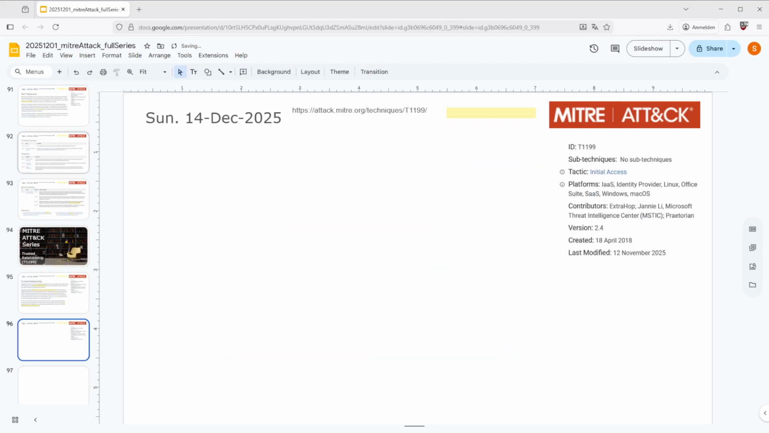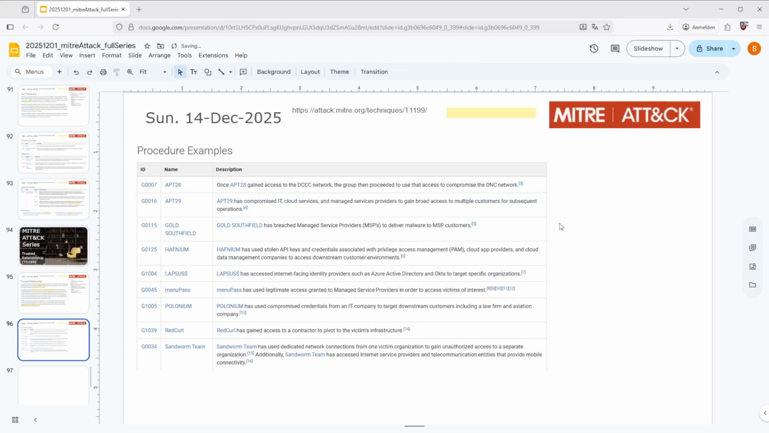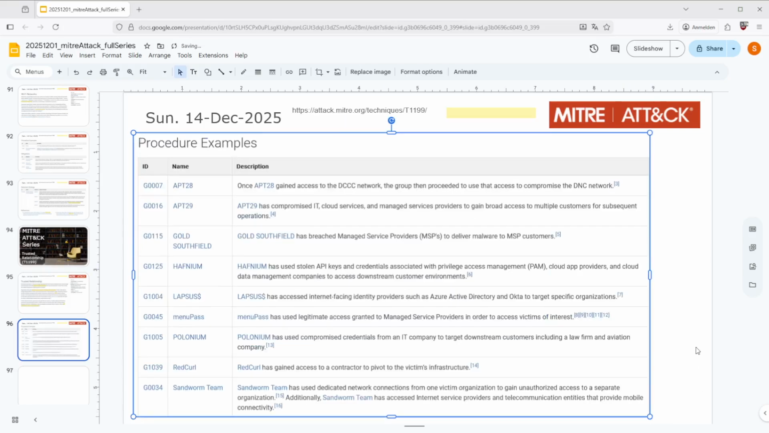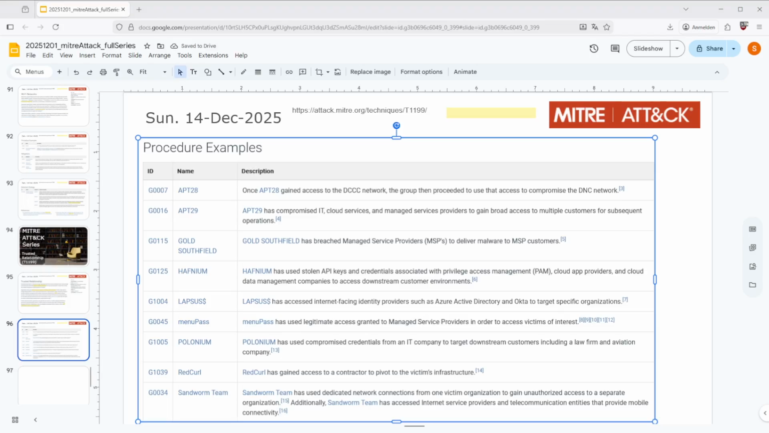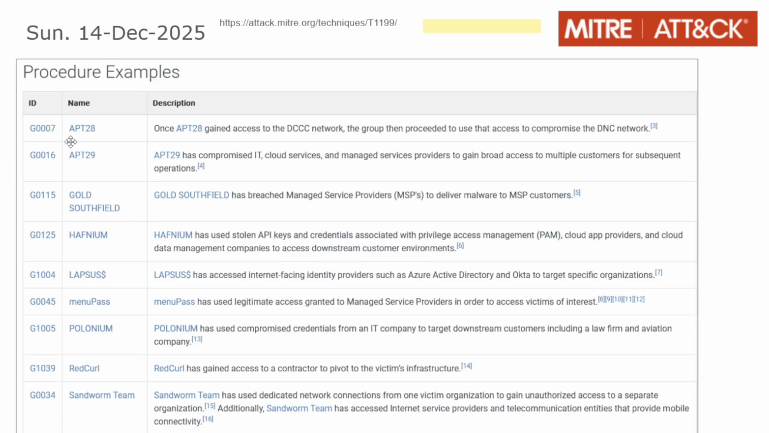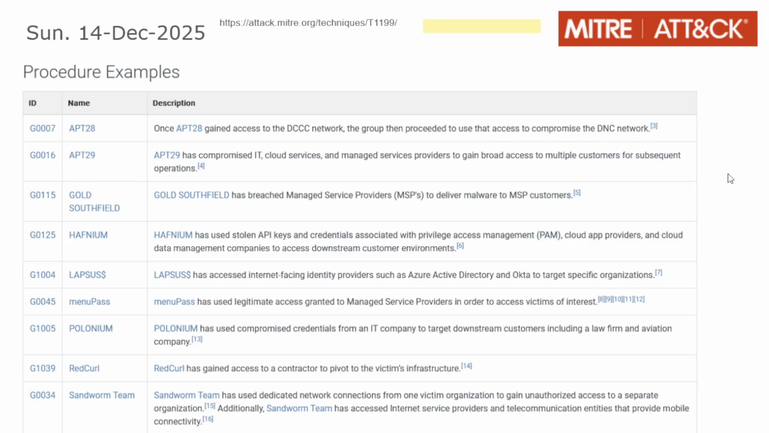Let's move on to the next page where we read a little bit about the actors and the procedures that have been used. I see some known ones already, Sandworm. Let me make this a little bigger here. There we go. That looks good. Alright, let's switch to reading mode again and take a look at who's participating. APT29, I think we've seen them already, gained access to the DCCC network, whatever that stands for. I don't know what DCCC is. The group then used the user access to compromise the DNC network. Then Hafnium, Sandworm Team. Let's read those because the other ones I don't know.